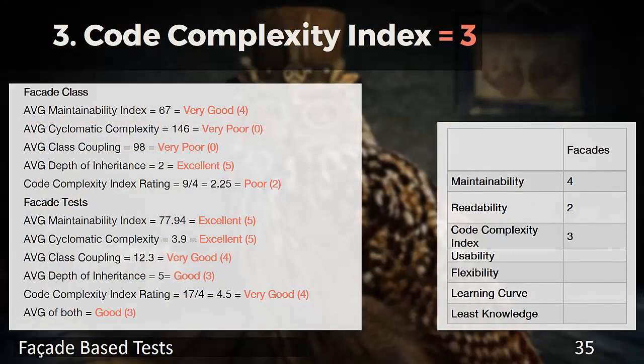The facade classes have a poor index because they are large in size and they depend on lots of other classes, such as other facades and lots of pages. On the opposite, the test classes are fairly short in size and call only the facade itself.